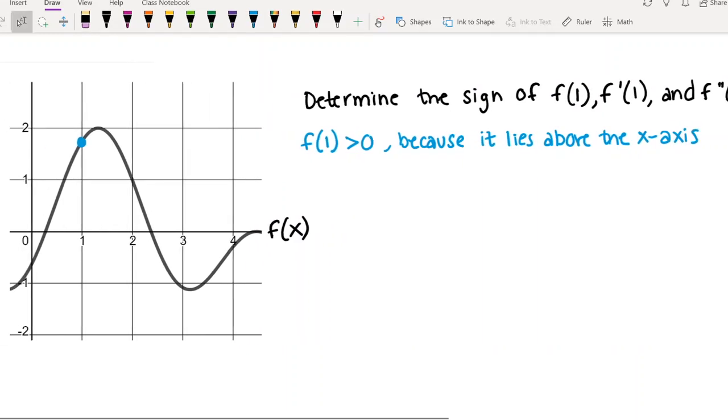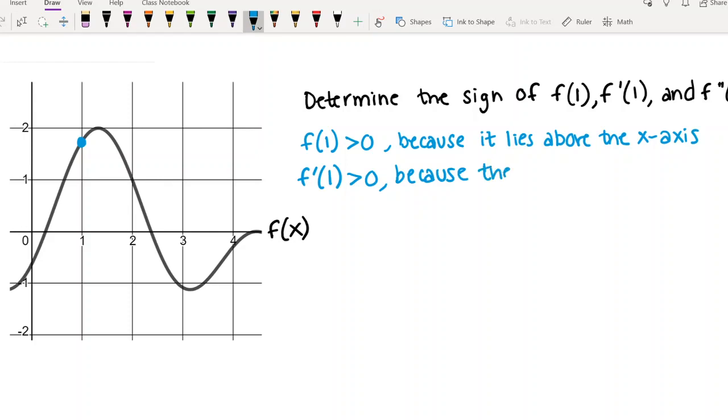Okay, what about the first derivative? So f prime of 1. Well, on this part of the graph, the function's increasing, right? If you were to draw a tangent line here, it would have a positive slope. So that tells us that the first derivative at 1 is positive because the graph is increasing. Or I should just say, because f of x is increasing at x is equal to 1.